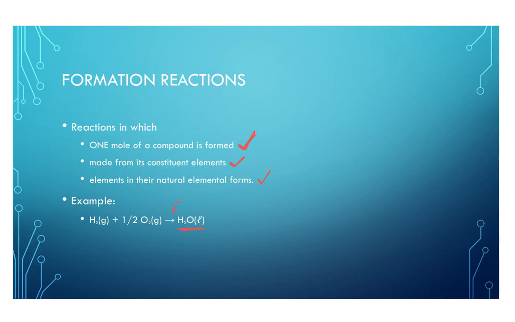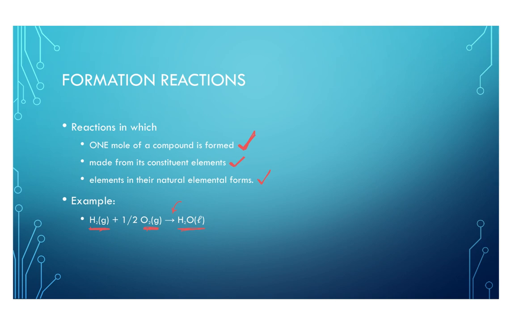It's made of its constituent elements. So water is made of hydrogen and oxygen. So hydrogen and oxygen. And the elements in their natural form. Okay, hydrogen in its natural form is a diatomic gas. Oxygen in its natural form is a diatomic gas. Okay, so you're going to roll with that.